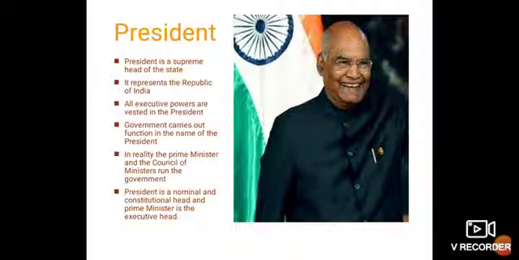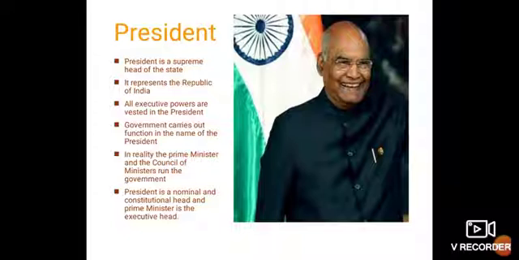The government carries out its functions in the name of the President. So whatever the government administers, all these functions are in the name of the President. However, in reality, the Prime Minister and the Council of Ministers run the government. Yes, my dear students, though the President is the first citizen of our country and has many executive powers, in reality, who is running the government? The Prime Minister and the Council of Ministers.